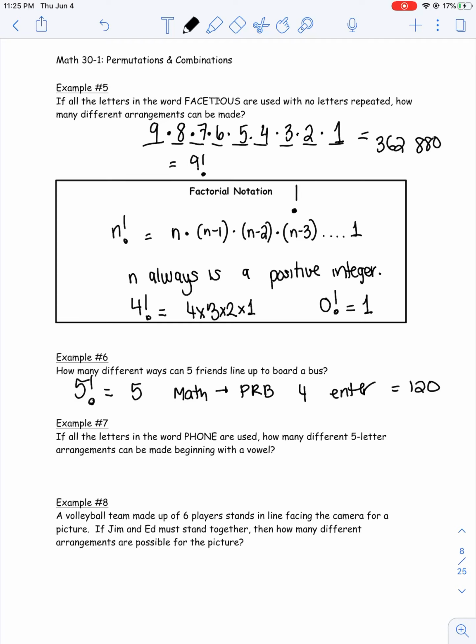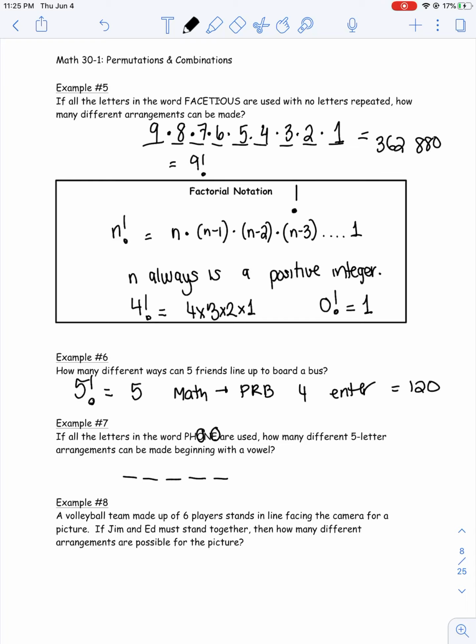If all the letters of the word phone are used, how many different 5-letter arrangements can be made beginning with a vowel? Our vowels are O and E. So those are our vowels there. We have 5 spots representing the 5 letters in the word phone.